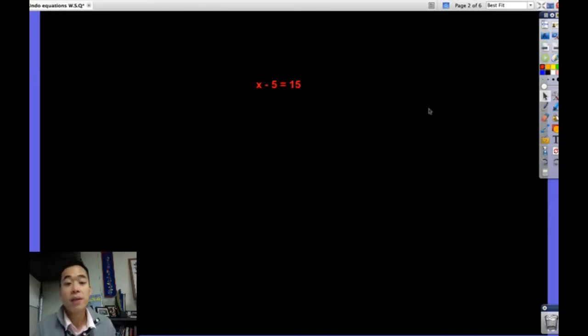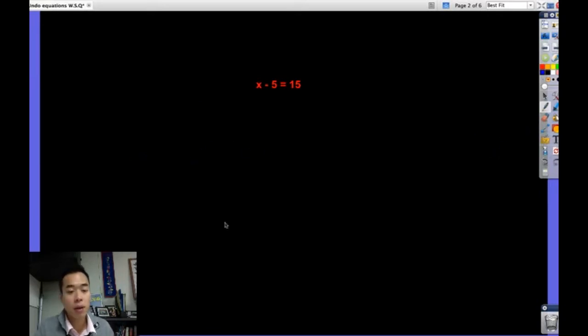On the screen is a very basic one-step equation where something happens to x and then you get an answer or an output. If you want to think in terms of a number trick, if I were to ask you to describe this to me, it would be: pick a number, and then subtract 5, and the answer is 15. Today we're going to focus on how to unwrap that.